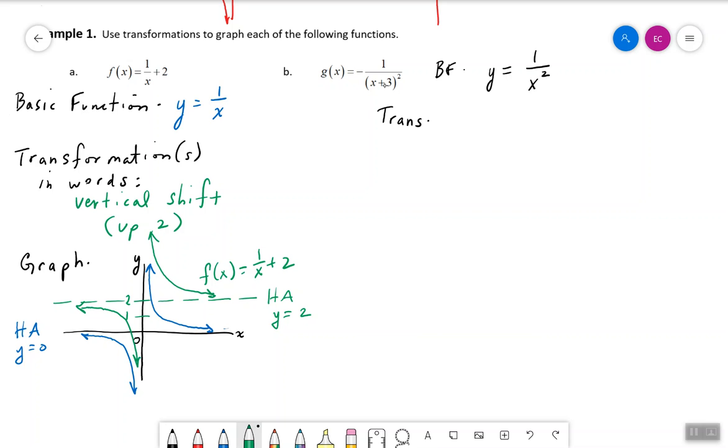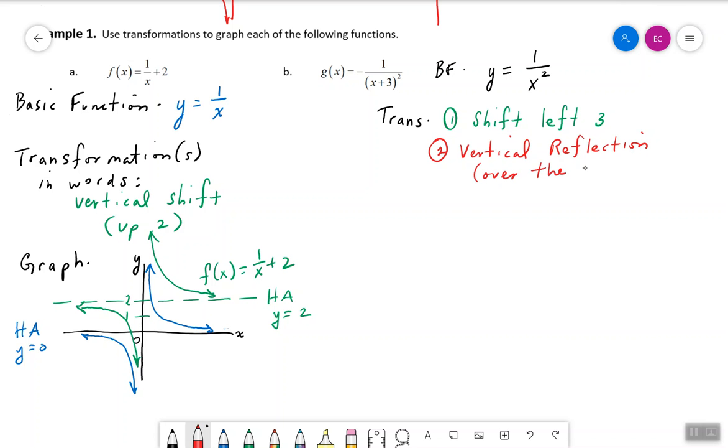The first transformation is inside the basic function. We have to add 3 before we square that denominator. So that's inside, that's a horizontal change, and since we're adding, that's a shift. And so we should be shifting left 3. So the transformation, the first one is shift left 3. And then the second transformation is the minus sign out in front, which represents a vertical reflection. And specifically, we're reflecting over the x-axis.